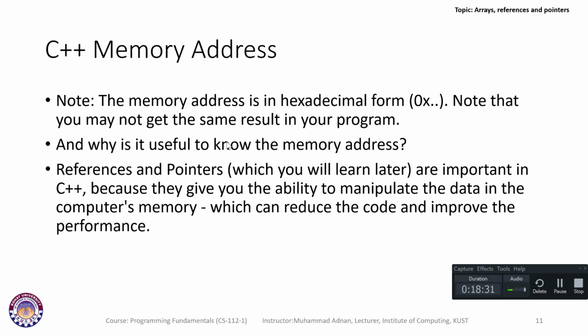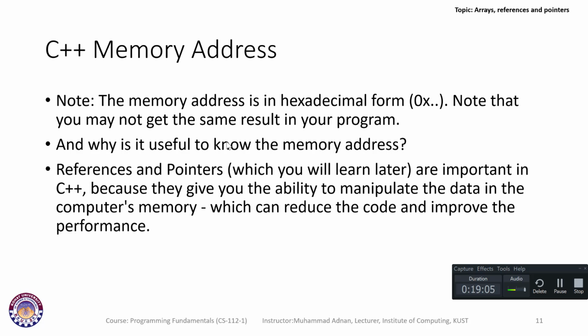And why is it useful to know the memory addresses? References and pointers, which we are going to learn later, are important in C++ and in other languages because they give you the ability to manipulate the data in the computer's memory, which can reduce the code and improve the performance. Let me once again repeat. References and pointers are important in C++ programming because they give you the ability to manipulate the data in computer's memory, which can reduce the code and improve the performance.